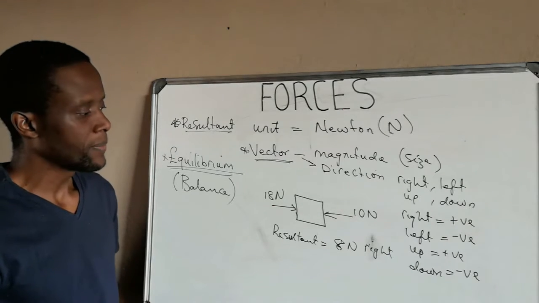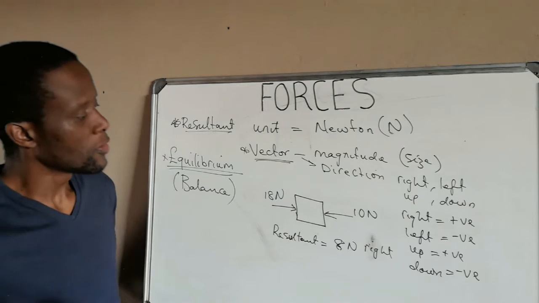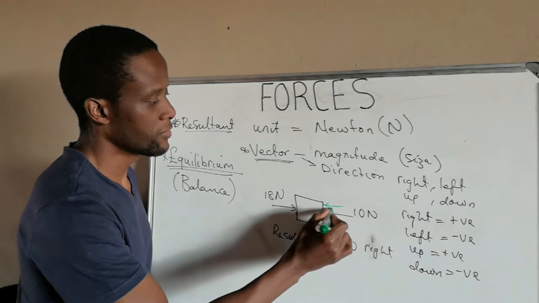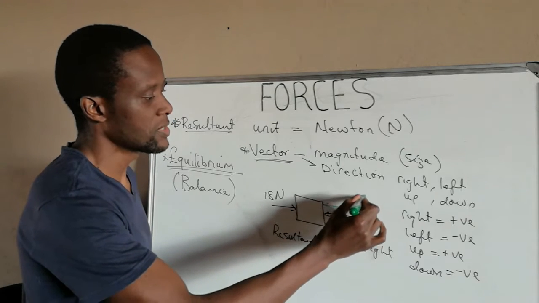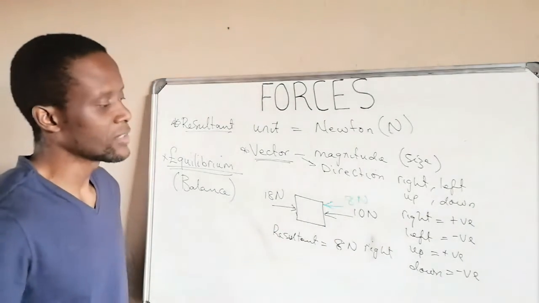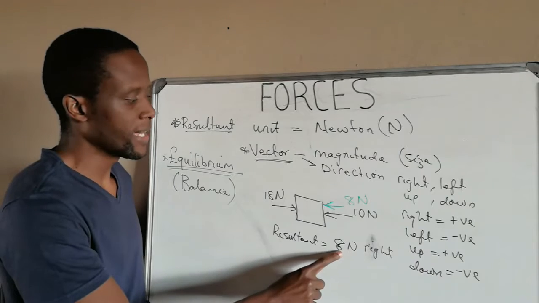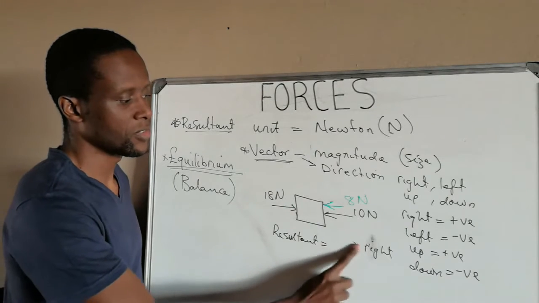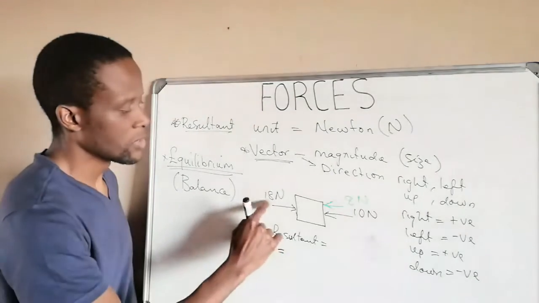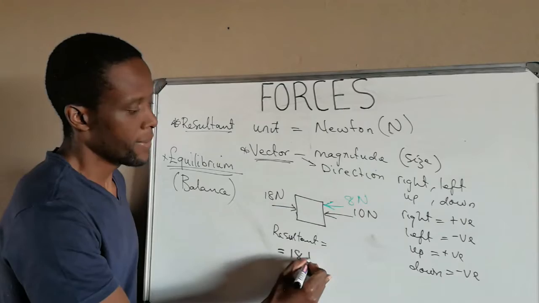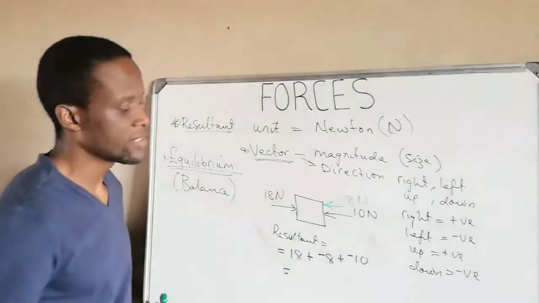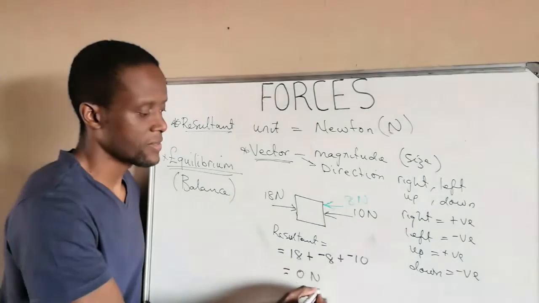Then what would happen if we include another force? This green force is also 8 newtons, but it is going to the left. Now we have 3 forces, so the resultant is no longer going to be 8. Our resultant now will be 18 plus negative 8 plus negative 10. Our resultant is going to be 0 newtons.